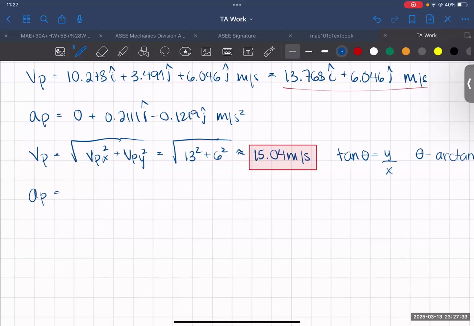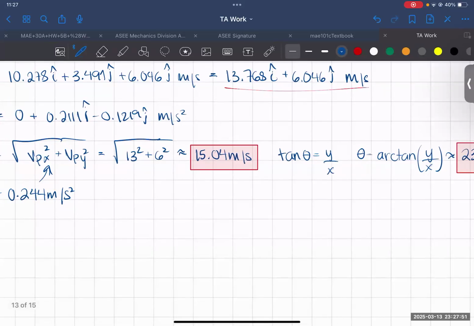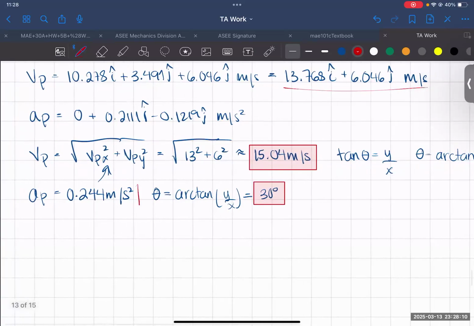Similarly, for the sake of time, for the acceleration, plug in the numbers similarly. Do the magnitude same as over here. So we get 0.244 meters per second squared. And the angle theta equals arctan of y component over x component, equals 30 degrees. That is it for this problem.